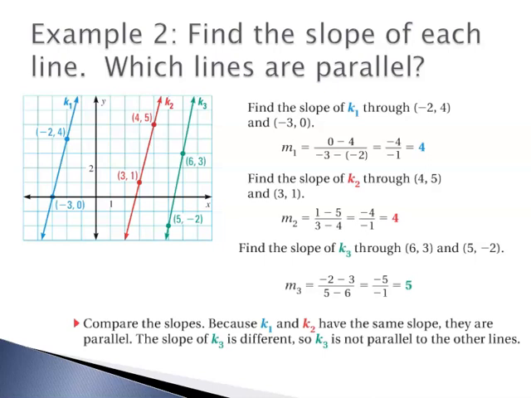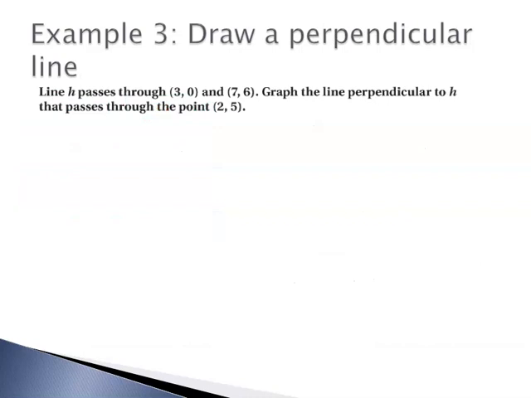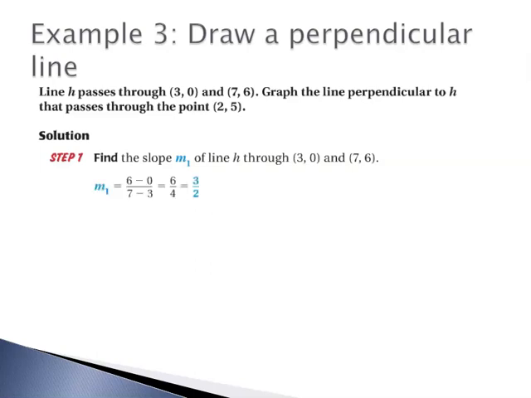Okay, take a look at example 3. Draw a perpendicular line. Line H passes through (3, 0) and (7, 6). Graph the line perpendicular to H that passes through the point (2, 5). All right, the first thing we need to do is figure out the slope of H. So we're going to find 6 minus 0 over 7 minus 3, which is 6 over 4, and we can simplify that to 3 over 2.